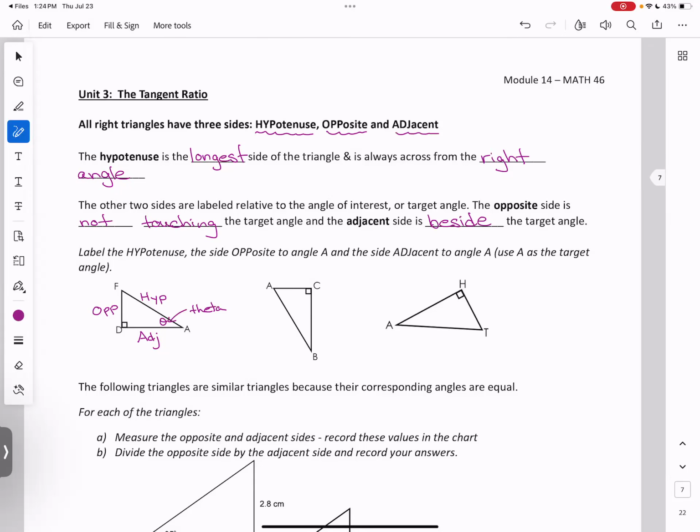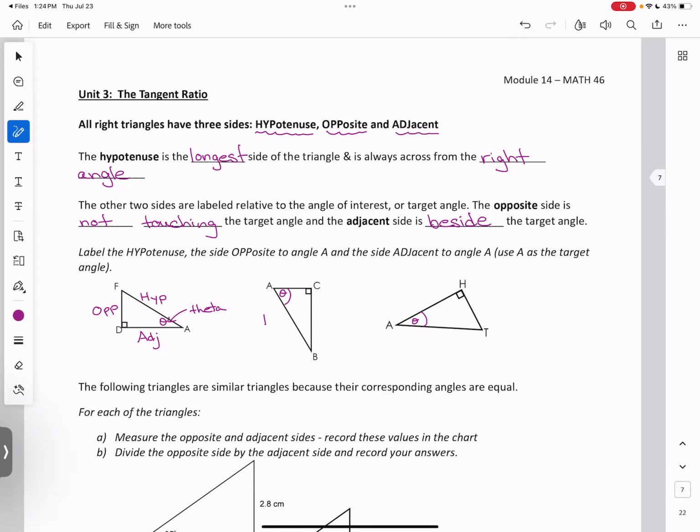Okay, next one. So this angle A here, this is our target angle. And then in the third one, our target angle will be right here. So pause this video and try labeling those two triangles. And hopefully you had a chance to do that. Let's do that together now.